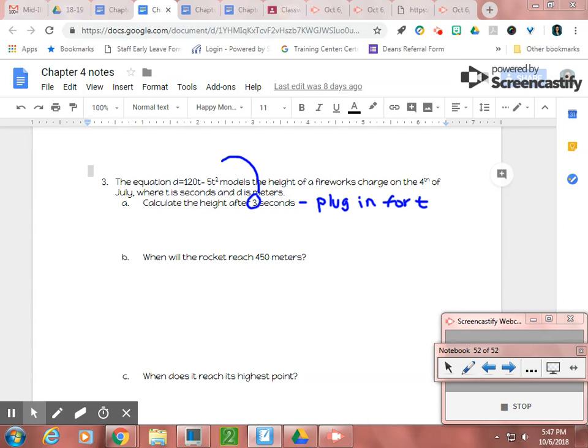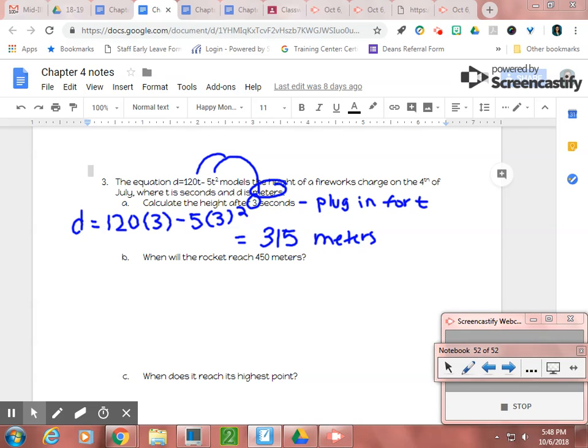So your equation is here, so we want to plug it in for both of the t's. So distance is going to be 120 times 3 minus 5 times 3 squared. So this is a simple one. You just plug that in your calculator, and you get 315, and our answer is in meters. So after 3 seconds, the firework is 315 meters up in the air.